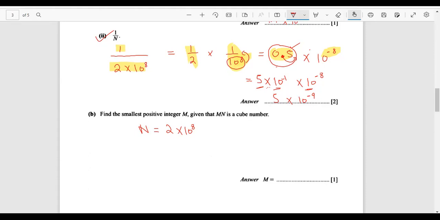Teacher, what is a cube number? A number that multiplies by itself three times? Yes, you're right. And if we talk about the prime factorization, a cube number is basically defined such that the prime factorization should have this type. It should be 10 power 3, it could be 10 power 6. Like the powers should be multiples of 3.